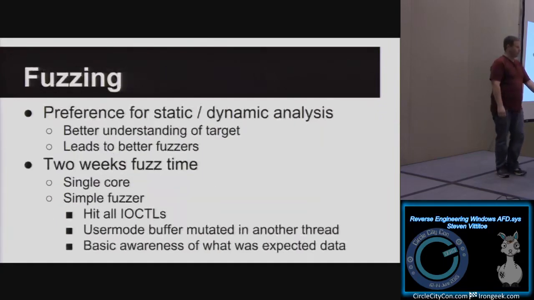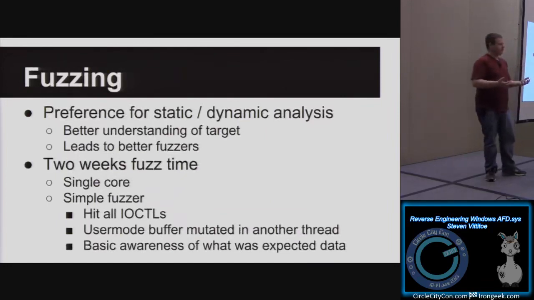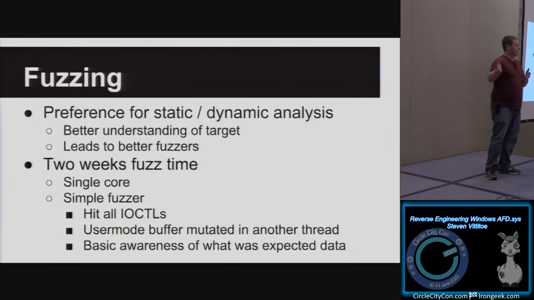So I decided to fuzz the thing, which is not my preference. I usually like to do static and dynamic analysis on the driver. I feel like it gives me a better understanding of how it works. And the one benefit I will say is that if you do static analysis first, even if it's just a day or two of static analysis, you're going to write a better fuzzer, right? Because you're going to know that if I send in more than 256 bytes to this thing, it kicks me out. So my fuzzer won't do that, and I'll skip a whole lot of bad calls that I otherwise don't need to test. I spent 2 weeks fuzzing it only on a single core.